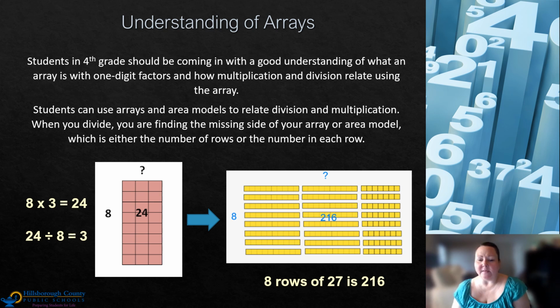So in this model, we can see we have 216 divided by 8, and we're going to use that array to find the quotient of 27, but I can also see it as multiplication. I see 8 rows of 27, which gives me 216.